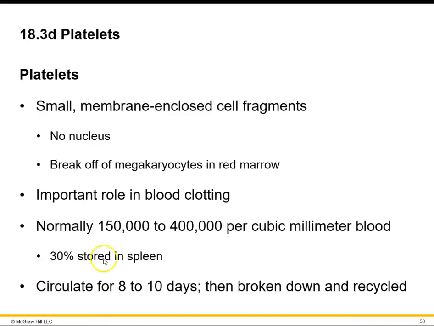Normal levels, it varies, but somewhere between 150,000 to 400,000 is a normal amount of circulating platelets. About a third of your platelets are going to be stored in the spleen. And what they do is they circulate for 8 to 10 days, then they get broken down and recycled.